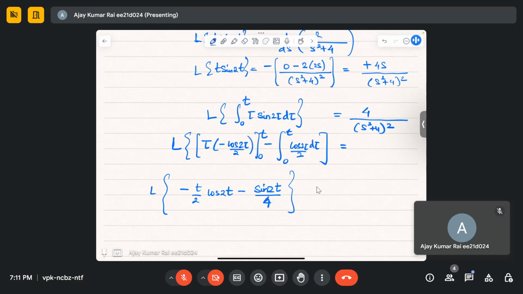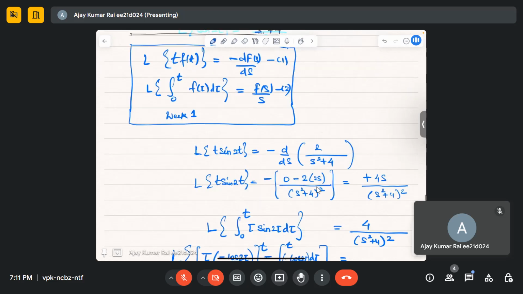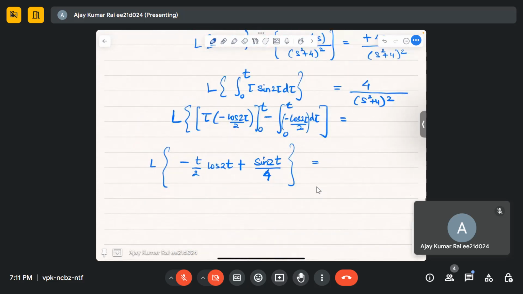So if you do this, you'll get a plus because of this. And what you have to find has a 2 in the numerator, so 2 over s square plus 4. I'll bring the 2 here, and multiplied in the denominator it becomes 8. So this is the answer. If you find the inverse Laplace transform, this will be the inverse Laplace transform.